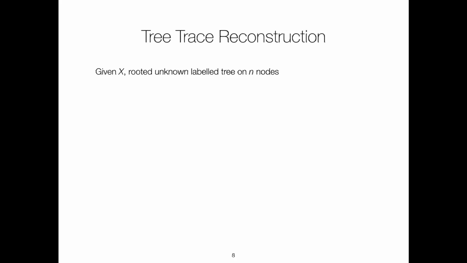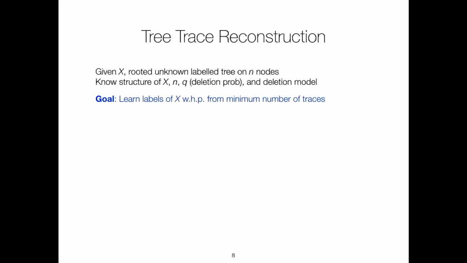You assume that you have an unknown labeled tree X on n nodes. You can assume that you know the structure of X, say that it's a binary tree or something like that. You know the number of nodes, you know the deletion probability, and you know the deletion model, meaning you know when one node is deleted, how it affects the rest of the tree. The goal is to learn the labels of X with high probability from some samples that you receive.